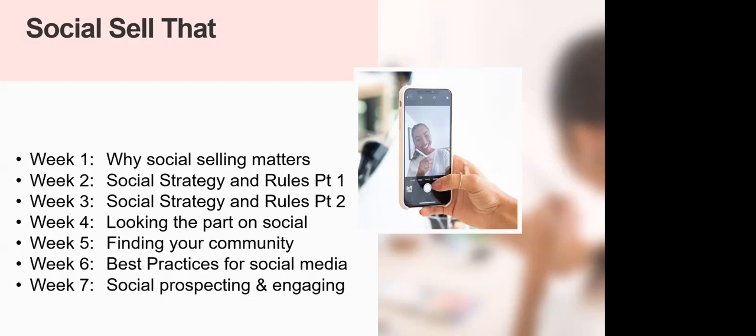We also covered spam and the compliance obligations. And the compliance obligations are that what you say should be truthful and not misleading. Week three was part two of the social strategy and rules, and we covered push-pull communication. Push meaning sending communication to those you have a relationship with, and pull communication is creating content to allow others to find your content or posts and opt in.